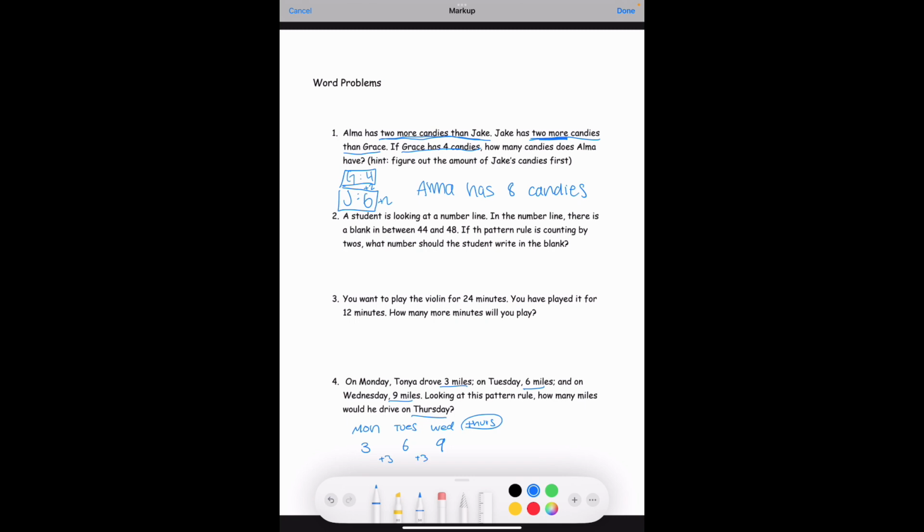And because we are adding by 3s, the next thing we would do is add 3 as well. So 9 plus 3 equals 11. So how many miles would she drive on Thursday? 11 miles, because we are counting by 3s.